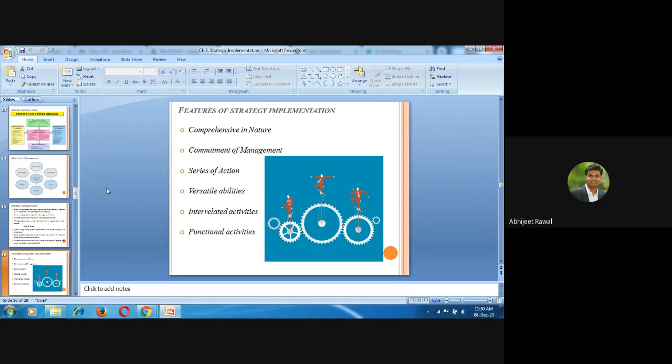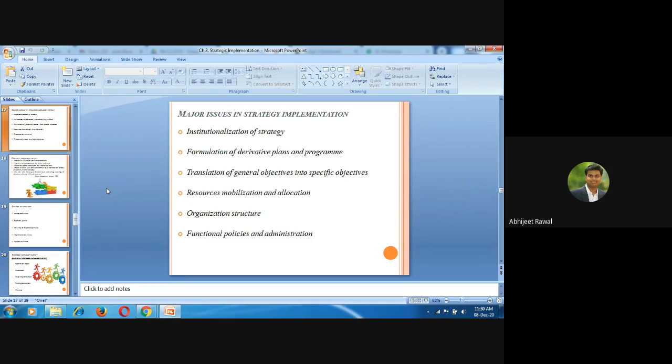These are the features of strategy implementation. Then again, there are issues. Also, there are major issues in strategy implementation. First of all, institutionalization of strategies.